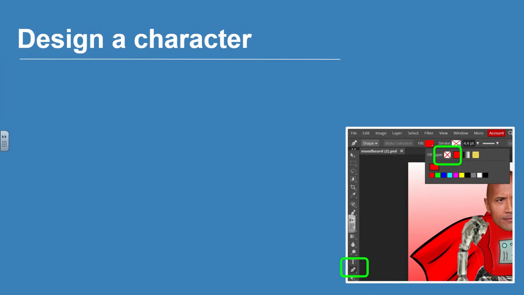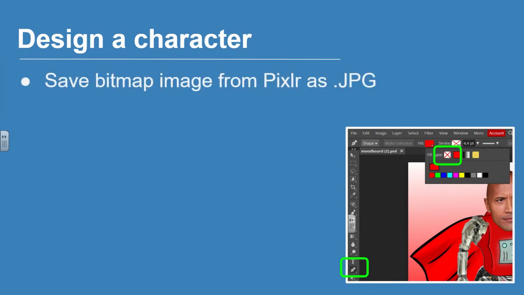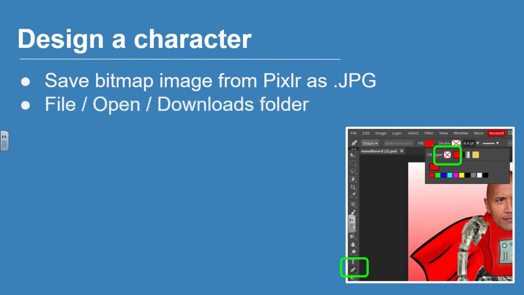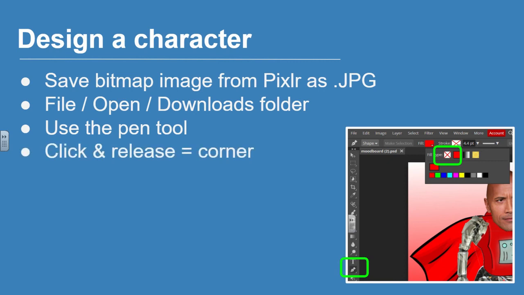Right, so during the next bit after this presentation, I'm going to show you how to save the bitmap image from Pixlr as a JPEG. I'm going to show you how to open that file in Photopea and use the pen tool to trace over it, remembering that, as from last lesson, if you click and release without moving the mouse, that makes a corner, and if you click and drag, that creates a curve, so that's using the pen tool.